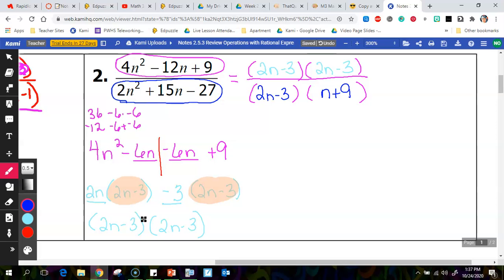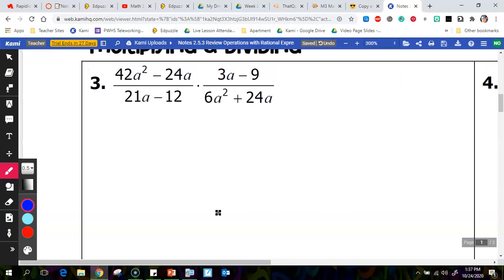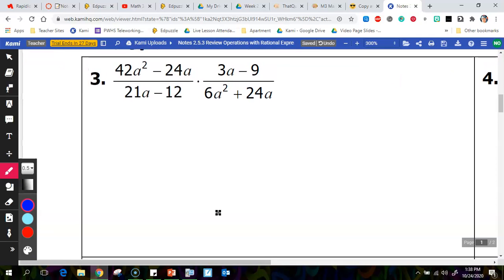Okay, so what can be marked out? I've got a 2n minus 3 here and here, and then that's it. And what am I left with? 2n minus 3 over n plus 9. Okay, so that was our simplifying. Let's move on to multiplication. Okay, multiplication, we don't have to flip anything, we don't have to rewrite anything, we can just start factoring.